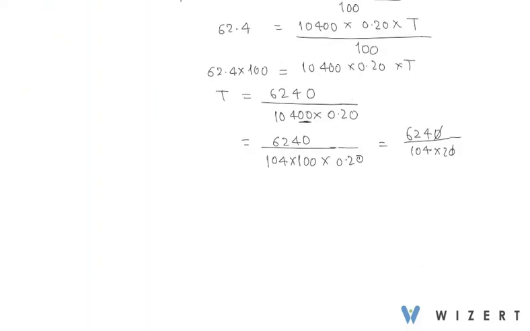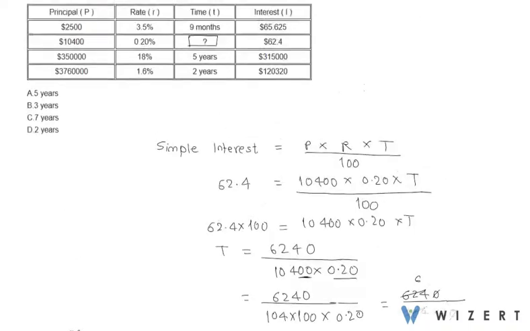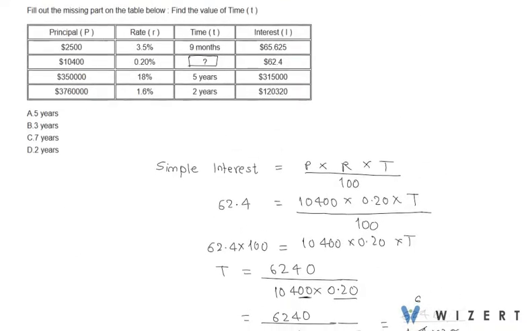Let's see. So that leaves us, we know that 104 when multiplied by 6 will give us 624. So this will be 6 divided by 2, which is equal to 3. So we get time as 3 years. Let's see what are the options. Yes, answer is option B.